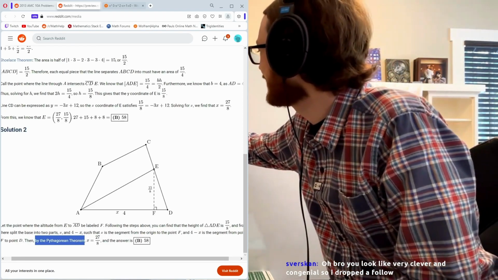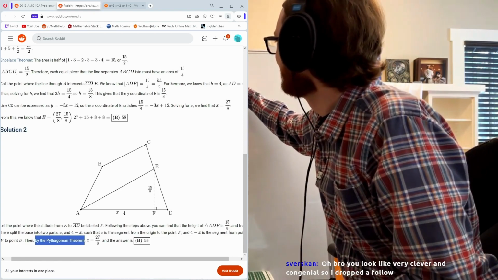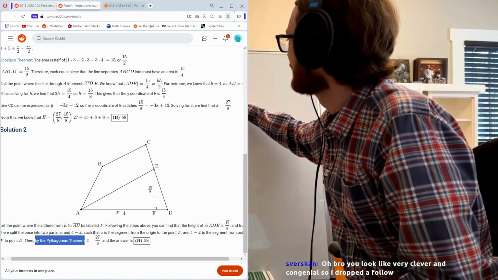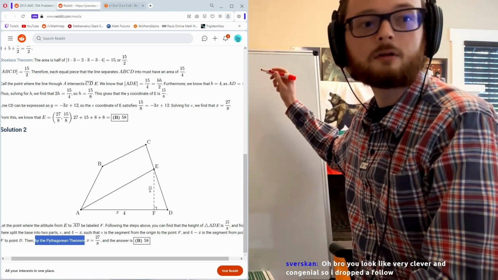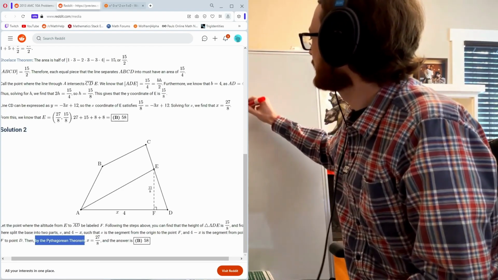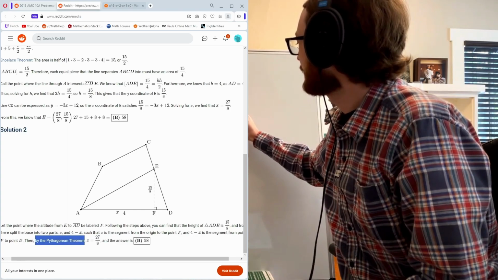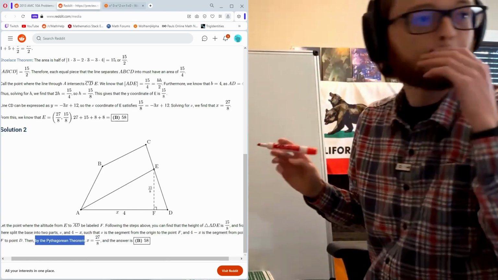Let me copy down the lower part of the drawing and see if we can work out what they mean by Pythagorean theorem. A, E, D, and F. We have x, 4 minus x, and that is 15 over 8.